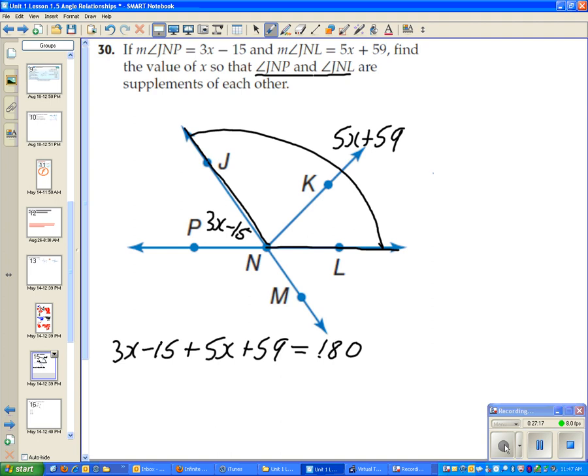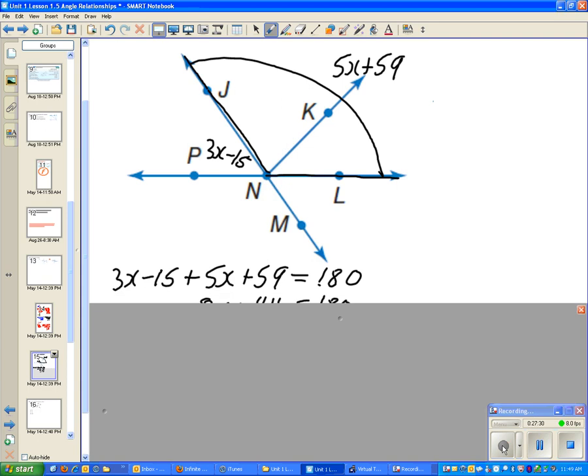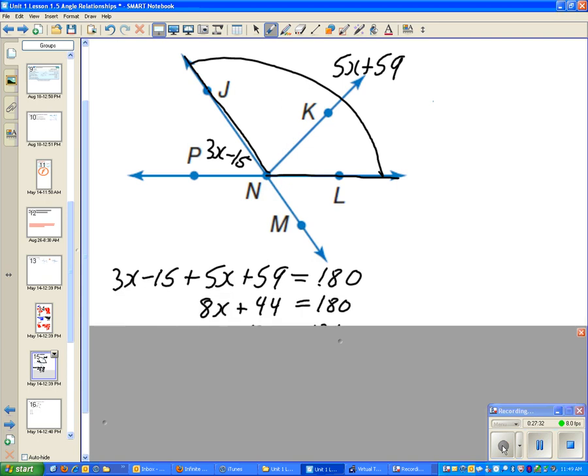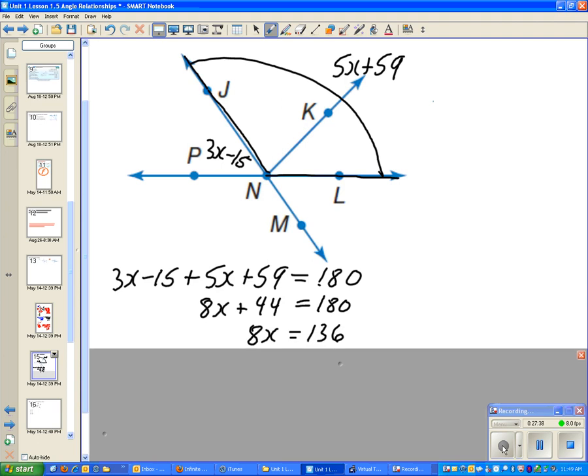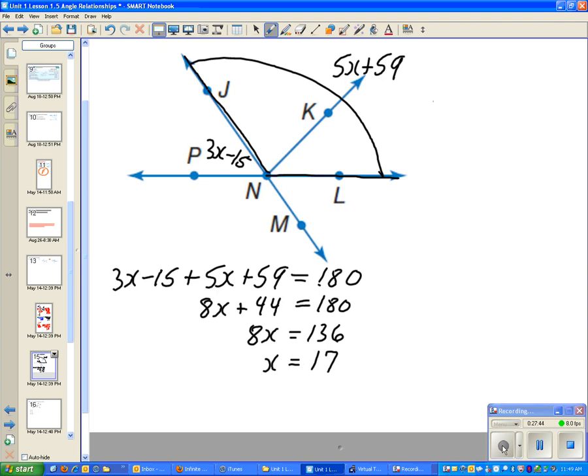Does that equation make sense to you? All right, solve that. What's x equal? It does equal 17. 3x plus 5x equals 8x. Negative 15 plus 59 is 44. Subtract 44 from both sides. 180 minus 44 is 136. Divide both sides by 8, and x equals 17.